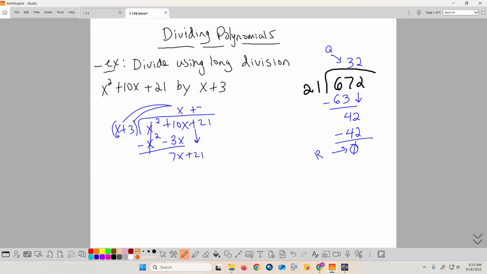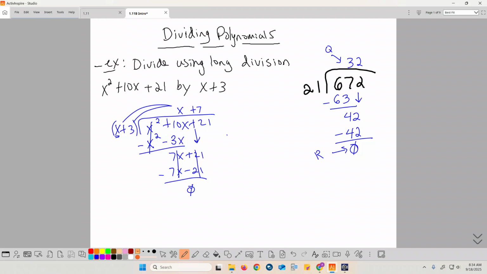So I'm going to put here plus 7, and then just start multiplying that 7 times the x again, which will give us 7x, and then 7 times the 3, which of course gives us 21. And then remember, always subtract this stuff down here, so minus minus, and this will cancel, and we end up with a remainder of 0. So that means that our quotient here would be x plus 7. Okay, so that's the long division process.